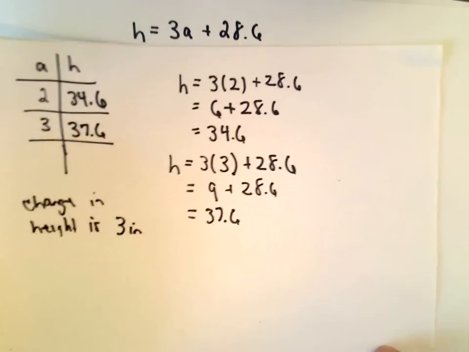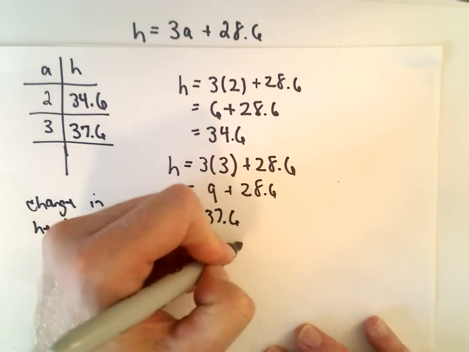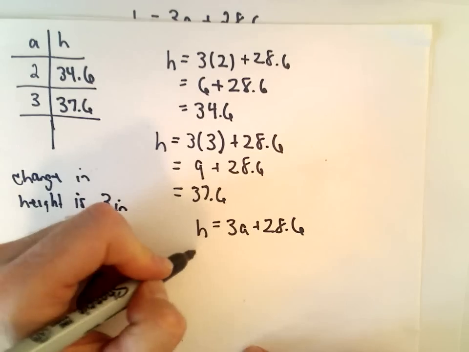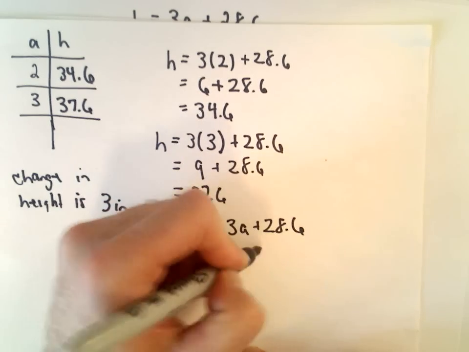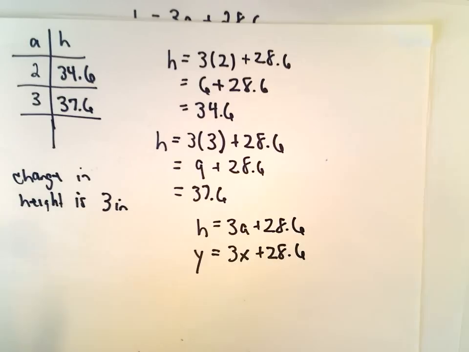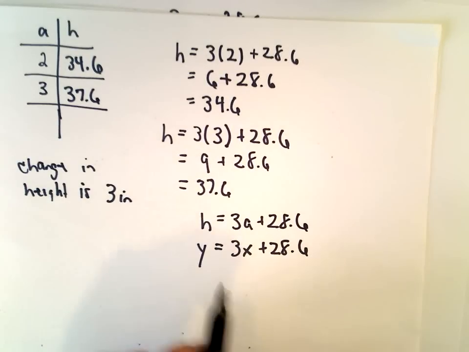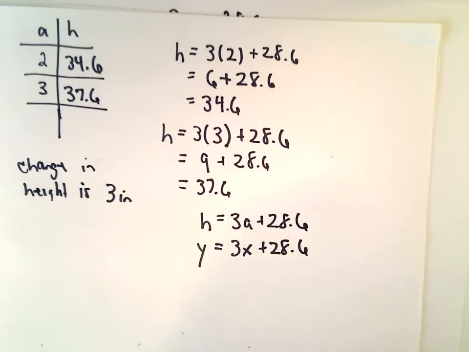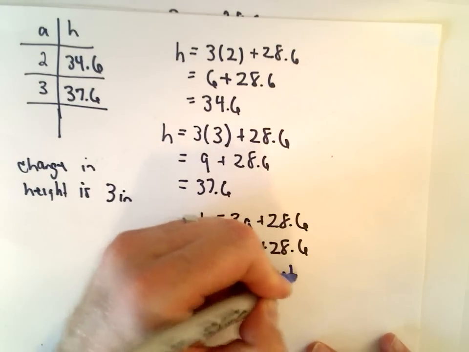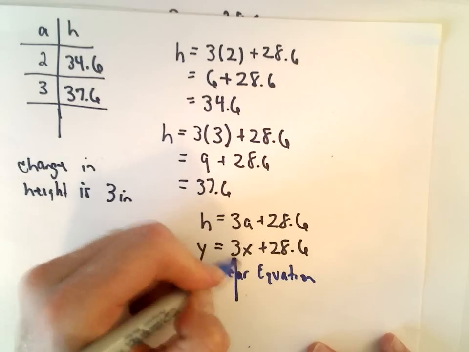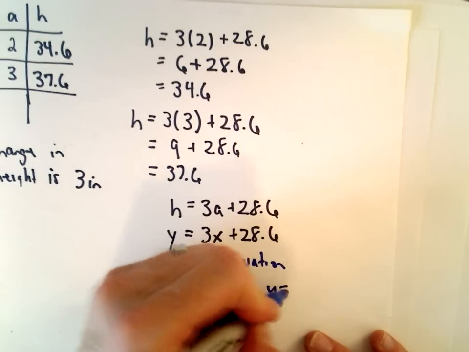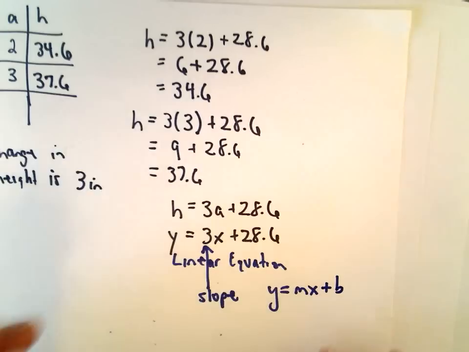And just to go back to what I said at the beginning, h equals 3a plus 28.6. If you rewrite this as y equals 3 times x plus 28.6, just to use x and y like you typically do, seems to be the most popular choice of variables, right? This is just a linear equation, recall. The slope is the number in front of x, so this is going to be the slope. And that's because we have it in that form y equals mx plus b, slope-intercept form.